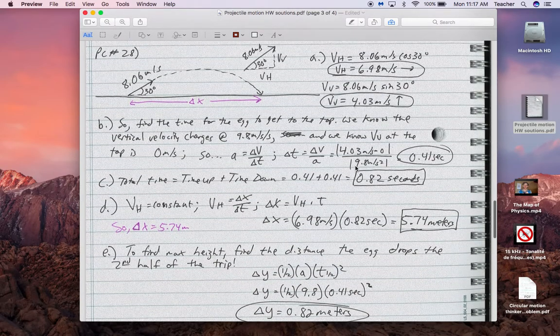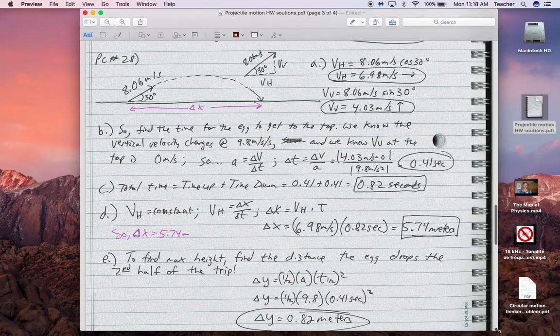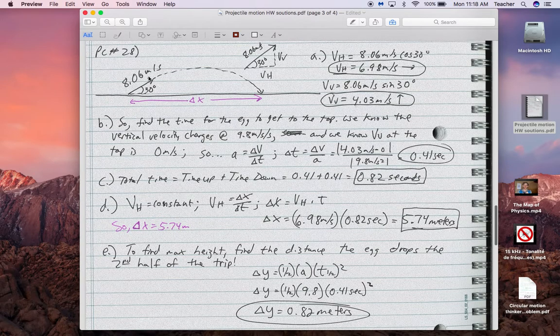PC 28 and 29 are the ones that are launched at angles. So this is 28. And I drew a picture. I drew a triangle. I split it up into vertical and horizontal components. So for this, you're going to need trigonometry.